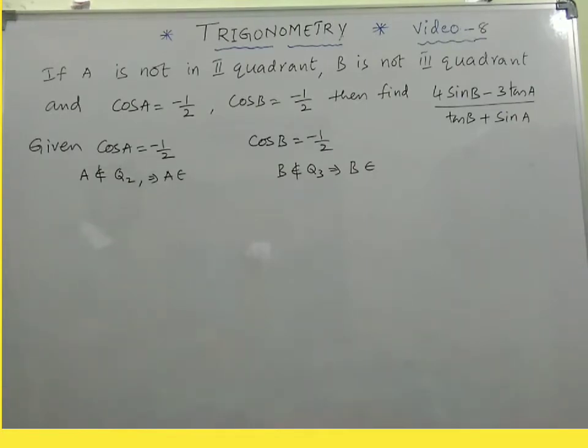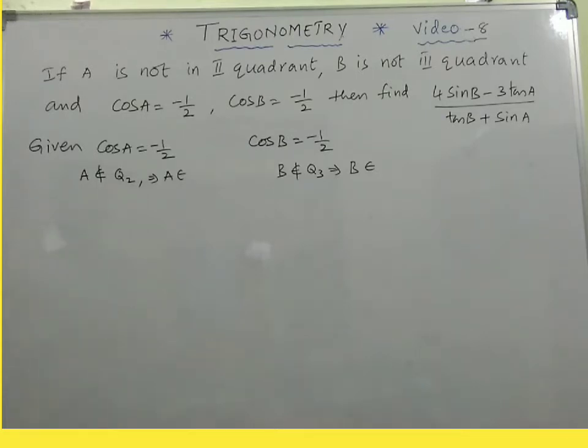So look at this question now. If capital A is not in the second quadrant, capital B is not in the third quadrant, moreover cos A is equal to minus 1 by 2, cos B is also minus 1 by 2, then find 4 sin B minus 3 tan A by tan B plus sin A.